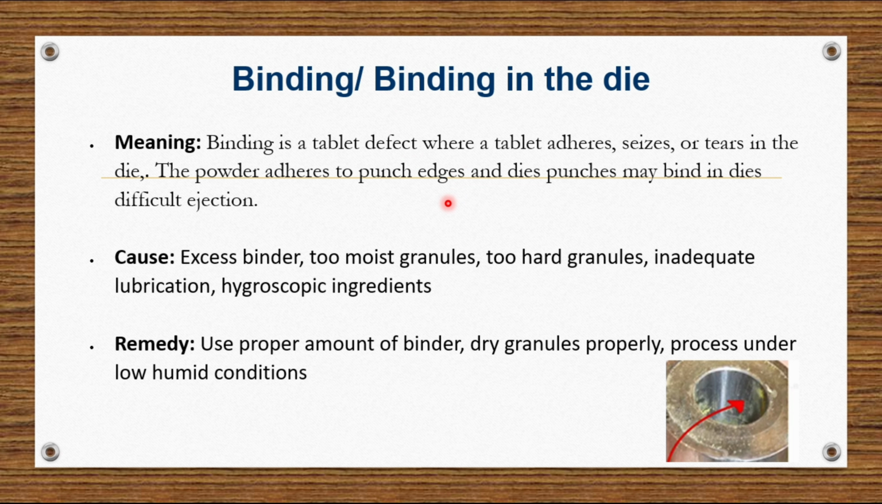Look at this image. Now what is the cause? Excess binder, too moist granules, too hard granules, inadequate lubricants or hygroscopic ingredients may cause the binding defect. What is the remedy? Use proper amount of binder, dry granules properly, process under low humid conditions. If you are using hygroscopic ingredients, then you must process under low humid condition, that is RH below 20% or sometimes lesser than that, depending on the nature of your ingredients being used.